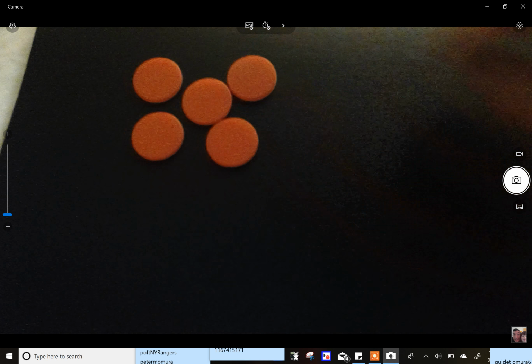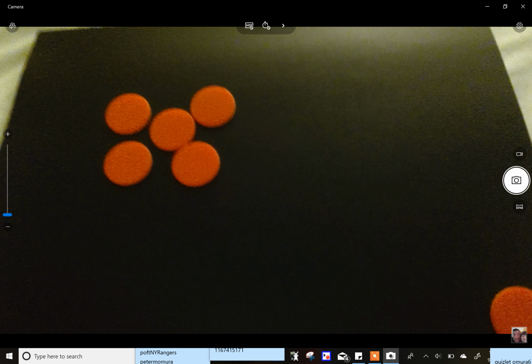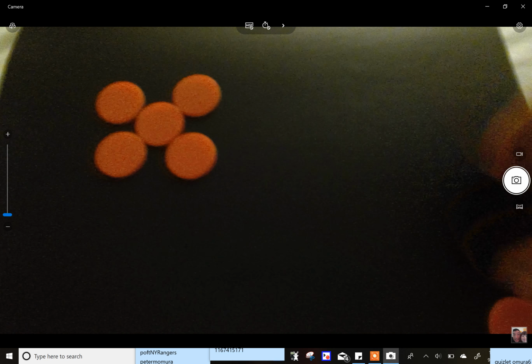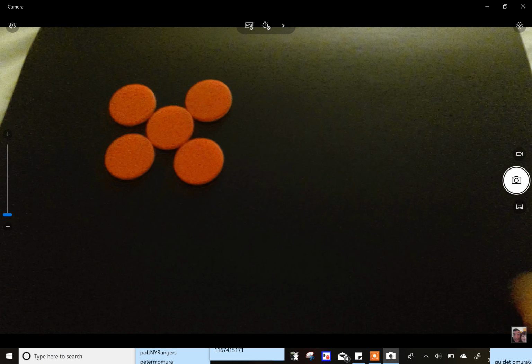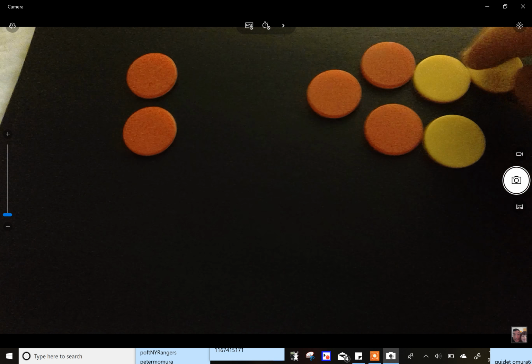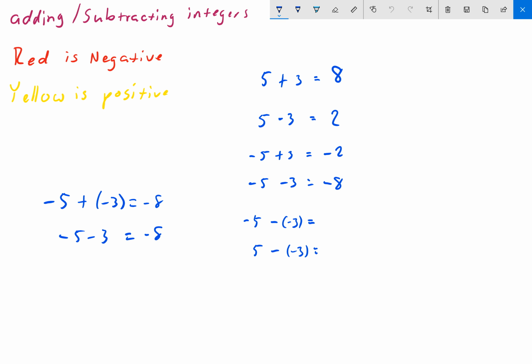Now, you might be wondering, how is that possible? Well, if I start with negative 5 and I want to take away 3 negatives, I can't take away something I don't actually have. So what's the opposite of taking away 3 negatives? It'd be adding 3 positives. And now if I do that, these 3 will cancel out, and you're left with 2 negatives. So let's go back and take a look at what I just did here.